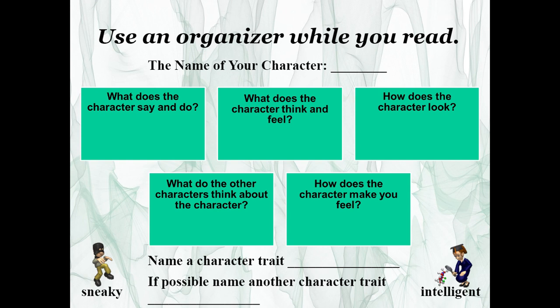Use an organizer while you read. Here is an example of a graphic organizer. The name of your character. Write it down. What does the character say and do? Make note of it. What does the character think and feel? How does the character look? What do the other characters think about the character in question? And how does the character make you feel? Name a character trait, and if possible, name another character trait from the same story.